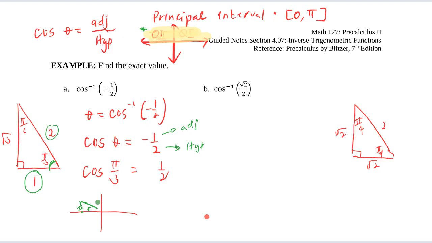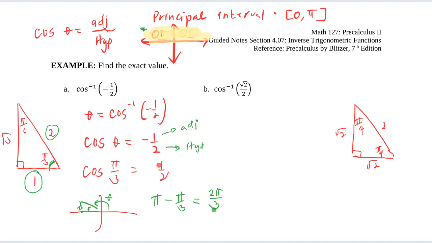So instead of having its reference angle pi/3, what we need is the angle in standard position. That angle in standard position is what we are looking for. So we apply the reference angle solving backwards. We know that the whole measurement here is pi. So all we need to do is subtract pi over 3 from the entire angle, which is pi. So pi minus pi over 3 is 2 pi over 3.